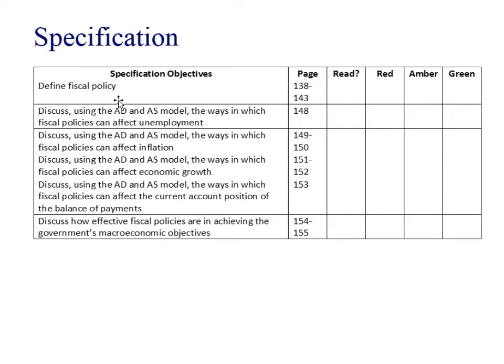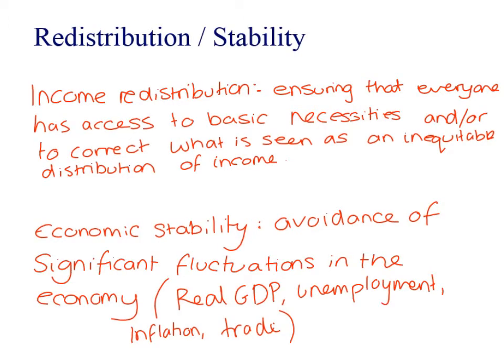So we've got to be able to define fiscal policy. We've got to be able to explain how it can affect unemployment, inflation, economic growth, and the current account position of the balance of payments, and discuss how effective it is in terms of achieving the government's macroeconomic objectives. Just before we do that, there are two other specification areas that, if you're following the presentations in order, won't have been covered.